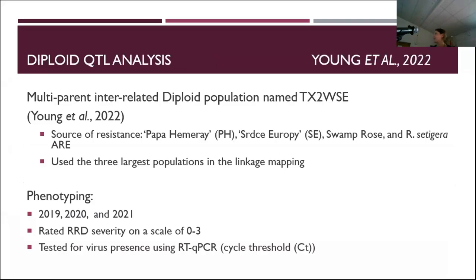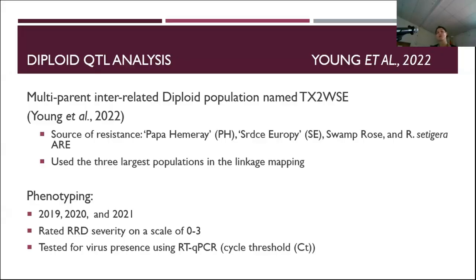So starting with the diploids. Ellen had a multi-parental interrelated diploid population. It's a bit of a mouthful. There you see the sources of resistance. I wanted to make a disclaimer. If I say resistance, it's more reduced susceptibility.